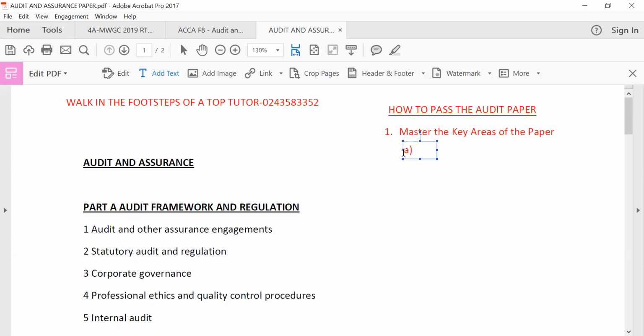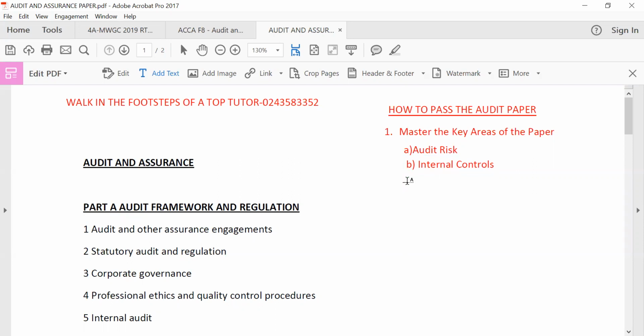We have one, audit risks. It can never happen that you go to write an exam in audit and assurance and you don't get a question under audit risks. It will never happen. So it is an area which is very key. The next one is internal controls. Knowing the COSO framework, which has the 5 elements, and also being able to identify internal control deficiencies and giving responses to the deficiencies is what we are talking about over here.